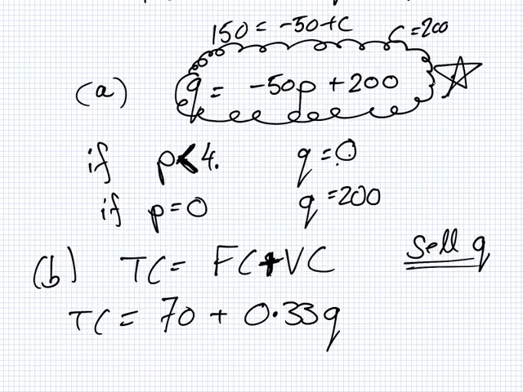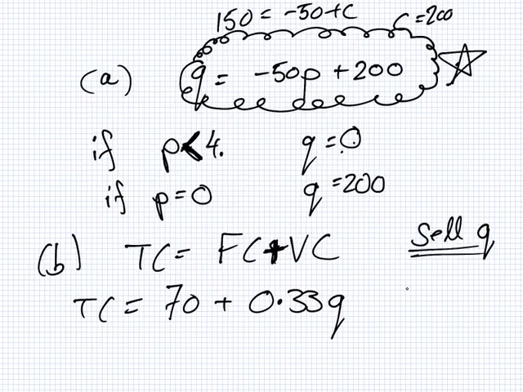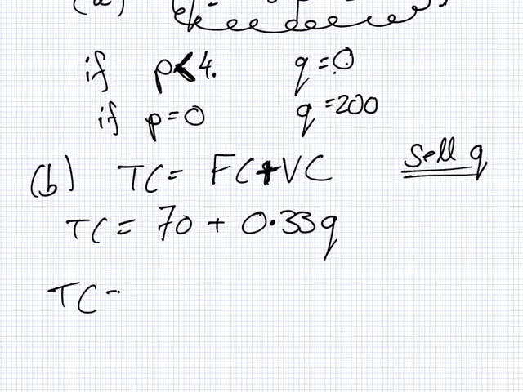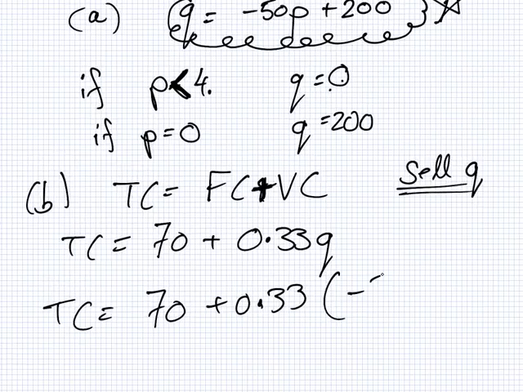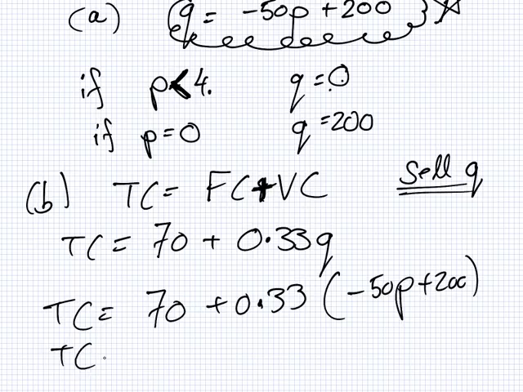Again, can you see the format for these questions? First we try to make an equation, and then secondly we have an equation of interest, and then we substitute in. So now we have total cost is 70 plus 0.33 times minus 50p plus 200. So total cost would be 70, what's minus 50 times this?